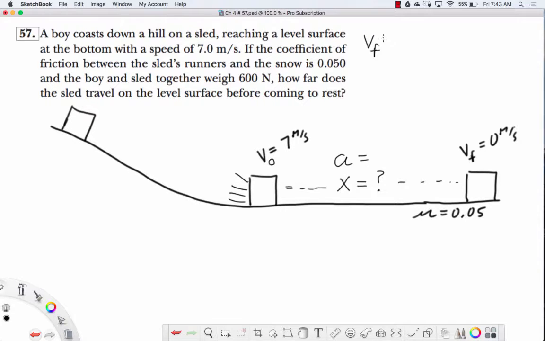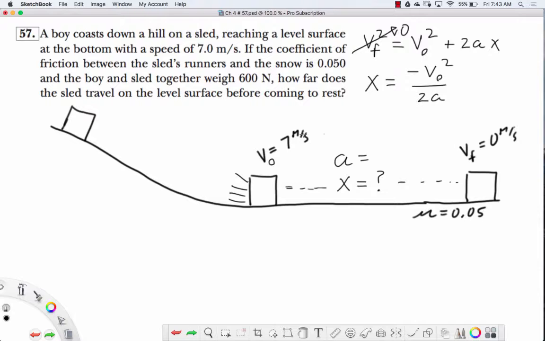So we're going to be going v final squared equals v initial squared plus 2ax, where v final is 0. And then you take the rest of this, and when you do the algebra, you get x equals negative v initial squared over 2a. But this a is going to come out negative, so the negatives will cancel. Now, why is the a going to be negative?